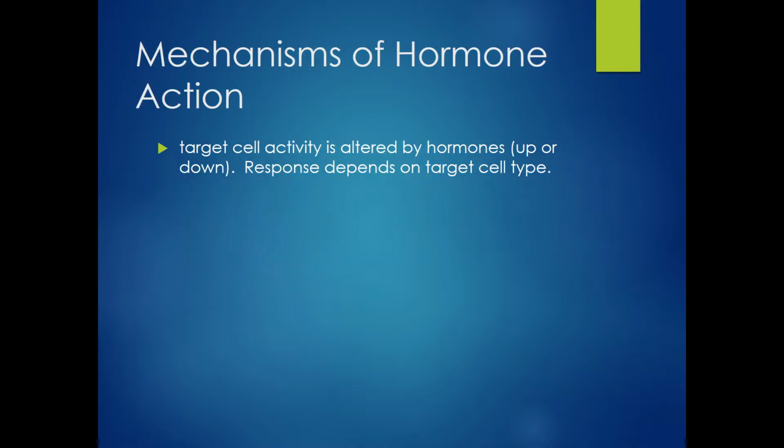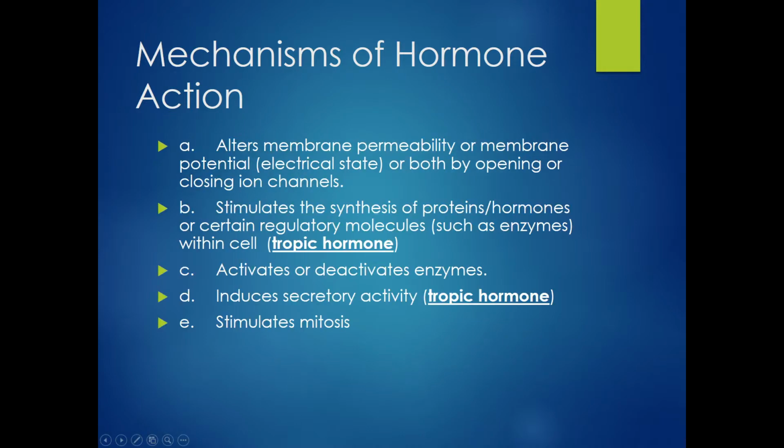Okay, so we can look at, well, what does a hormone do? What does it do to the target cell? Remember, it can't tell a cell to do anything it's not already programmed to do. So all it's going to do is either increase the activity of a target cell, or decrease the activity. It's going to inhibit or stimulate. And whatever those activities are depends on what the target cells are.